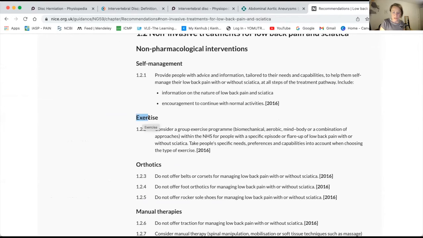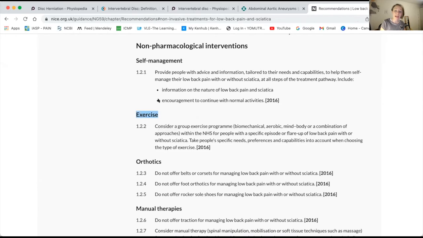this bit here, so above that bit it says self-management: provide people with advice and information tailored to their needs and capabilities to help them self-manage their low back pain with or without sciatica. At all steps of the treatment pathway include information on the nature of back pain and sciatica and encouragement to continue with normal activities. So that is the national advice for back pain with or without sciatica. So should we get involved? Yes.